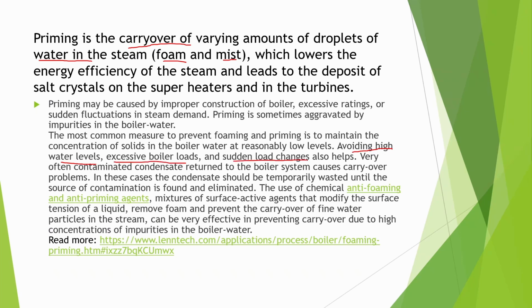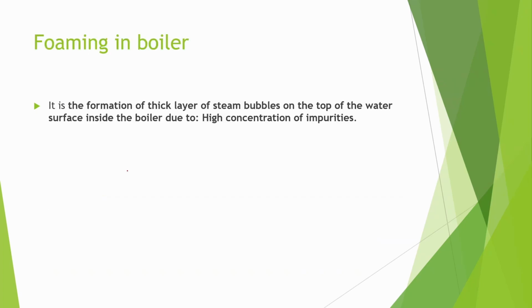Sudden load changes: that is why we always slowly open the steam whenever we are opening any valve or the main steam stop valve. To avoid priming, we also add chemicals, that is, anti-foaming and anti-priming agents. And what is foaming? It is the formation of a thick layer of steam bubbles on the top of the water surface inside the boiler due to a high concentration of impurities.